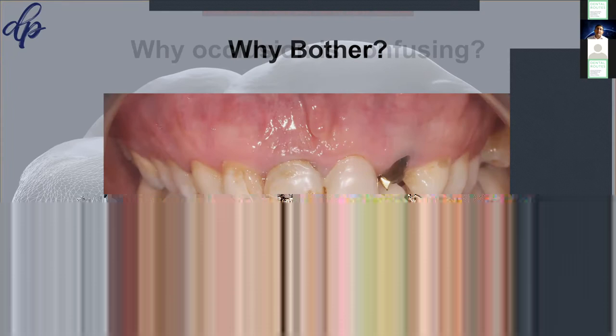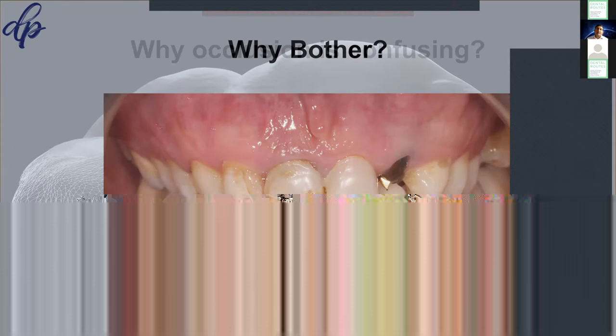So now I hope you understand, and I'm sure you're here because you know the importance of occlusion. So why is it so confusing? Many times it's an illusion that many dentists are kind of scared of learning about occlusion, or they think it's just too much, or just send the patients to some of the dentists who know occlusion.